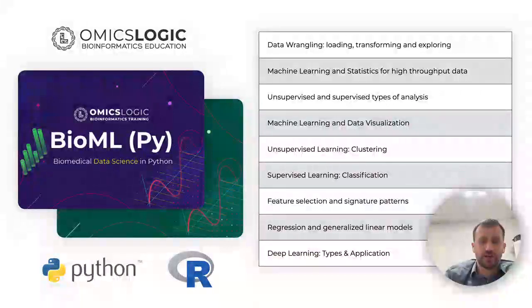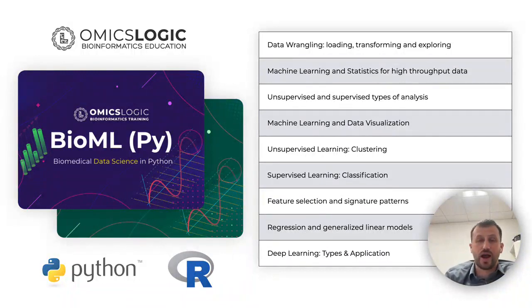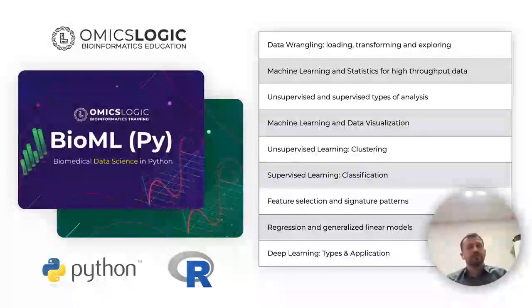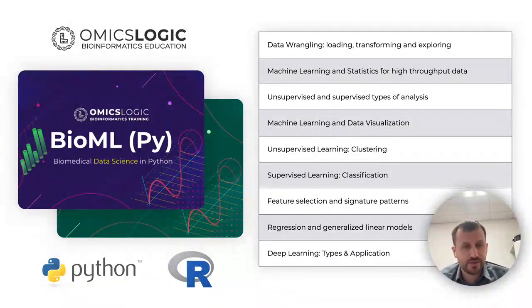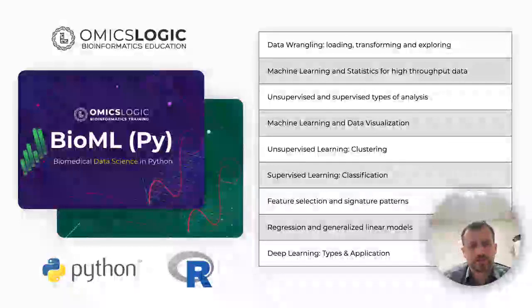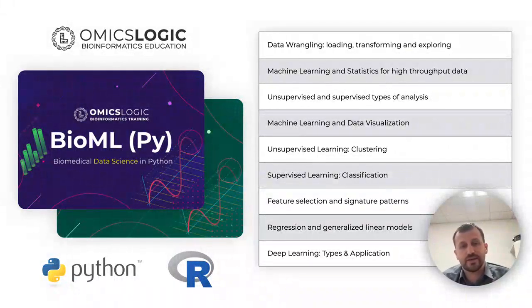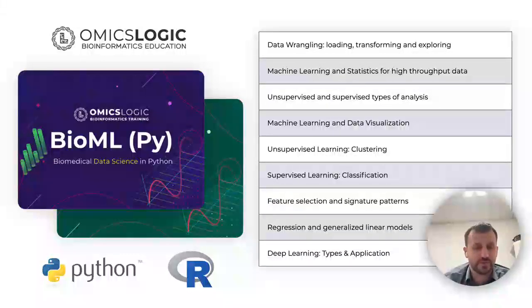What are we going to cover in this program? So in this program, we're going to cover data wrangling, machine learning and statistics for high throughput data, unsupervised and supervised types of analysis, machine learning and data visualization, unsupervised and supervised learning, feature selection and signature patterns, as well as regression and generalized linear models, and then deep learning for different types of deep learning models and their applications.